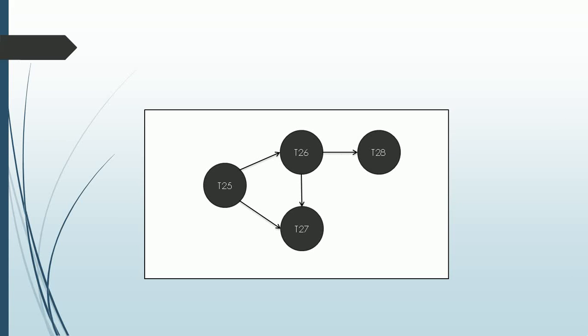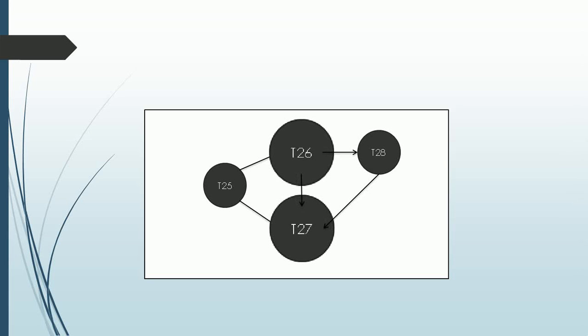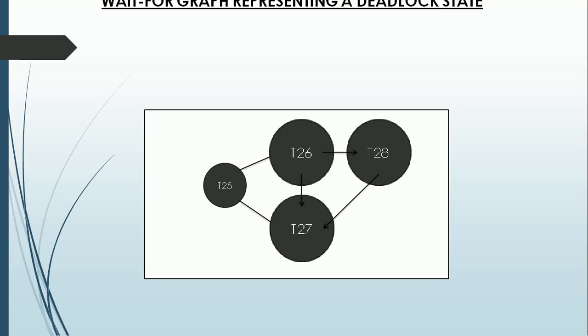Suppose that transaction T28 is requesting a data item held by T27. Then T28 is connected to T27. This time the graph contains a cycle. This means that transactions T26, T27 and T28 are all deadlocked.